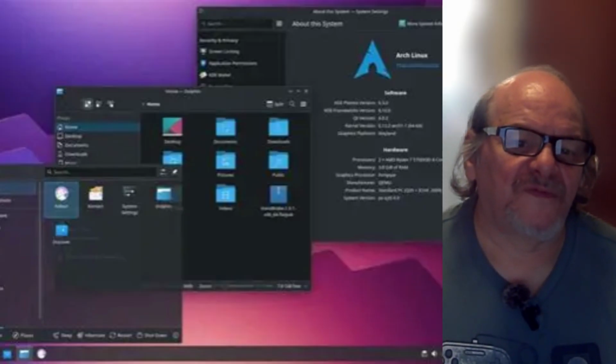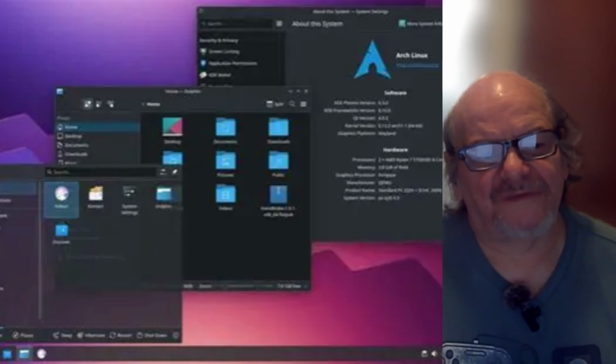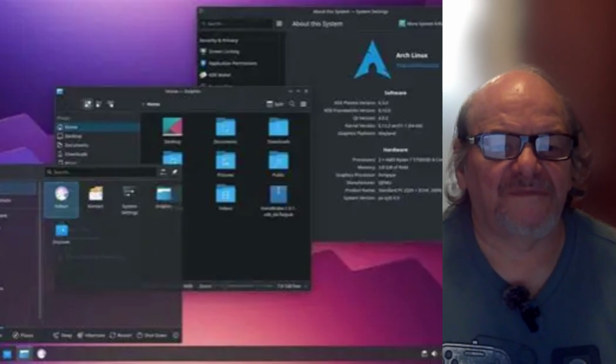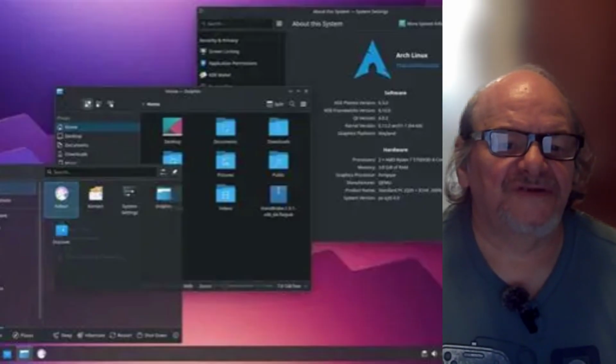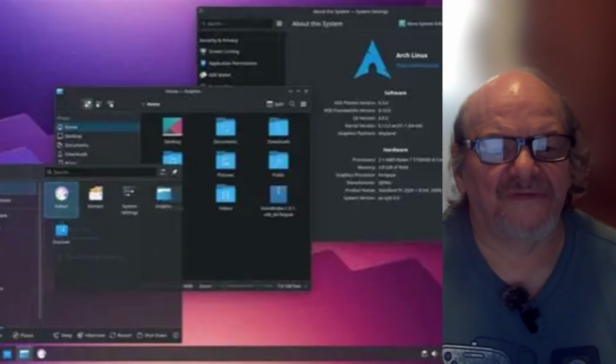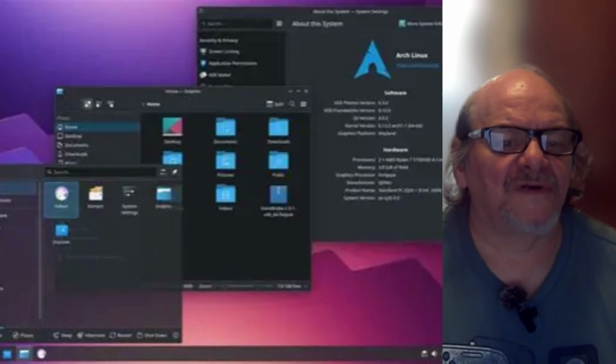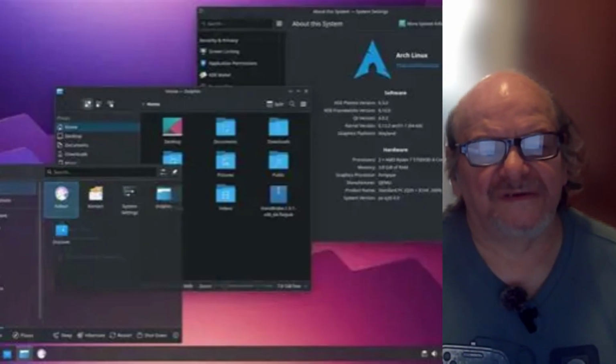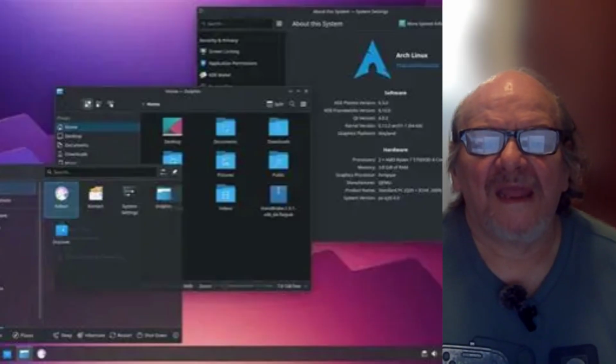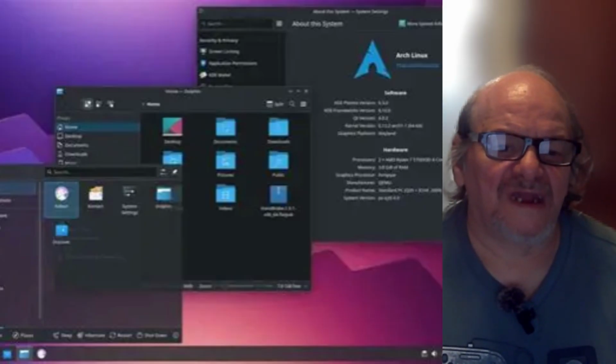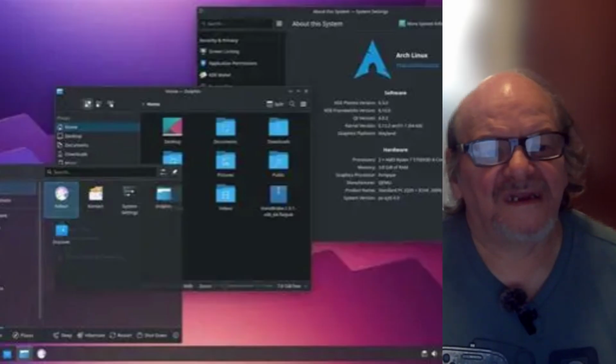Kdenlive 26.04 is the last maintenance update before the project moves on to the next major cycle. That means the devs focus on tightening the screws, fixing the crashes, improving the timeline behavior, correcting effects that were behaving inconsistently. This is the kind of update that doesn't get headlines, but it's the kind that saves your project at 2 a.m.